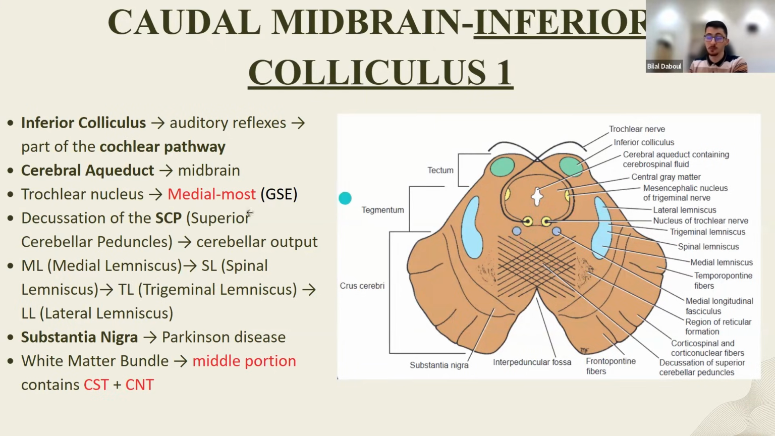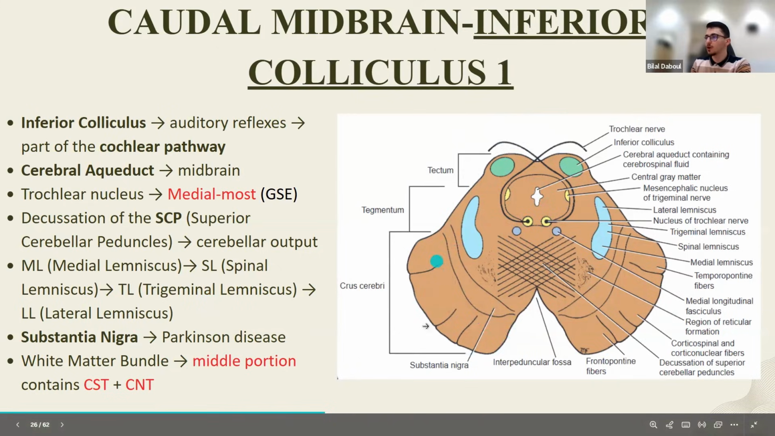Again, it's medial most because it belongs to the somatomotor column. Again, remember, it's applied to the superior oblique muscle. Now, the special thing about the trochlear nucleus is that it actually crosses the midline and arises from the dorsal aspect of the brainstem. So the right trochlear nucleus would supply the left superior oblique muscle. You get it? It's the only cranial nerve that does this, actually.